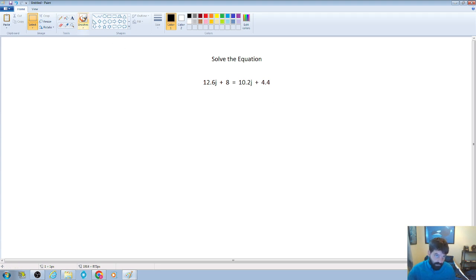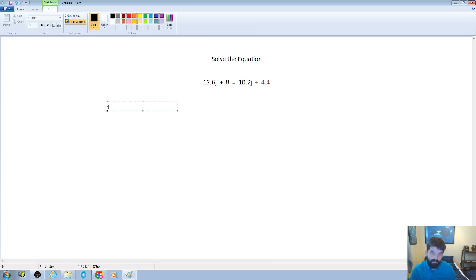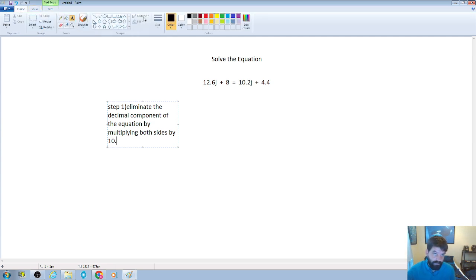So the first step that I'm going to take with solving this equation is going to be eliminating all of the decimal component of this right off the bat. And the way that I'm going to do that is by multiplying both sides of the equation by a factor of 10. And that's going to create some decimal movements that will allow all of these terms to be whole numbers. So step one is going to be eliminate the decimal component of the equation by multiplying both sides by 10. So let's go ahead and do that.